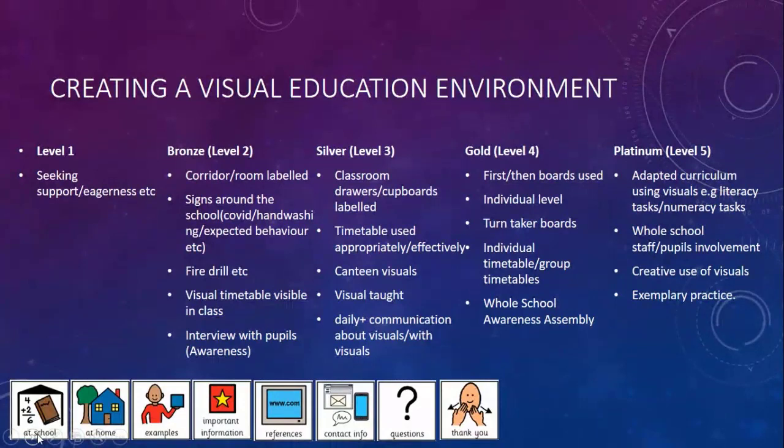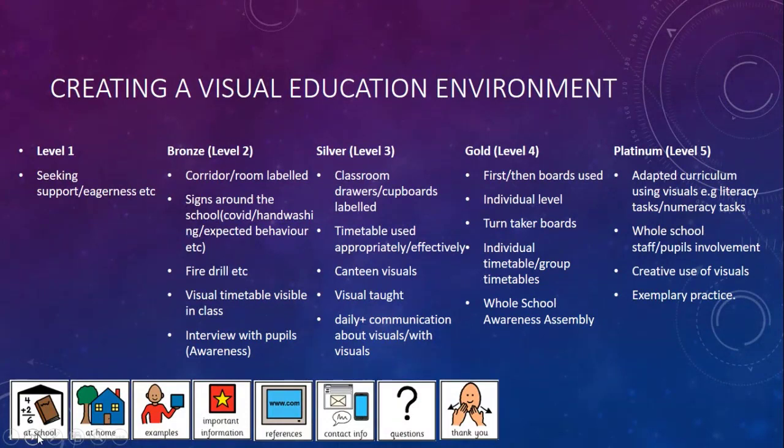The next level, we'd be looking at labelling areas around the school, like the corridors, the head teacher's office, the canteen, things like that. Other signs around the school that show what hand washing is, breaking it down, expected behaviours, your fire drills. The visual timetable visible in the class. At this point, we're not even asking you to be interacting with it, it's just that it's visible in the class.